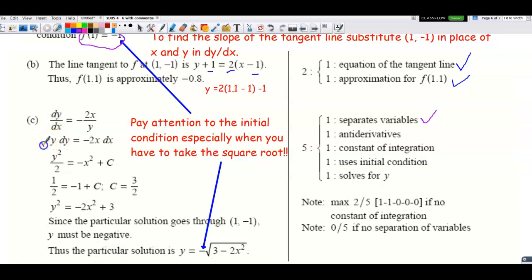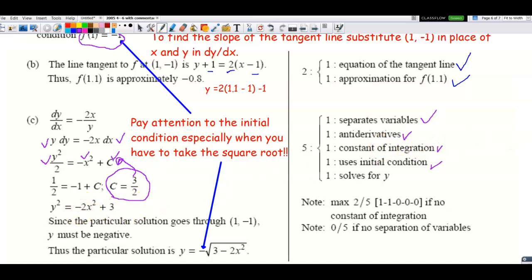Multiply both sides by y. Move the dx to the other side. We're going to anti-differentiate. We get 1 point for both correct antiderivatives. So we got to get y squared over 2, and we got to get -x squared on the right. 1 point for the plus c. 1 point for substituting the x and the y value, and the c value turns out to be either 1.5 or 3/2. We're going to substitute the 3/2 back into place of c.